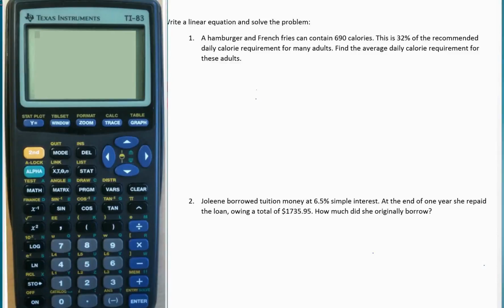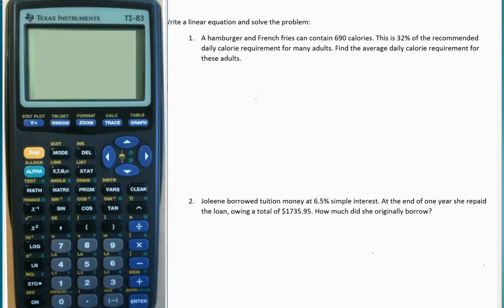In this video, we're going to look at some linear equation applications. So let's go ahead and read the first one. It says a hamburger and french fries contain 690 calories. This is 32% of the recommended daily calorie requirement for many adults. Find the average daily calorie requirement for these adults.